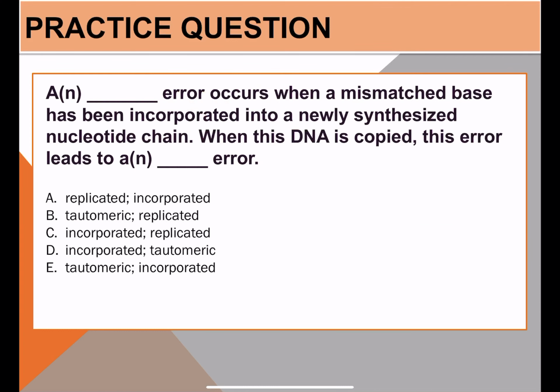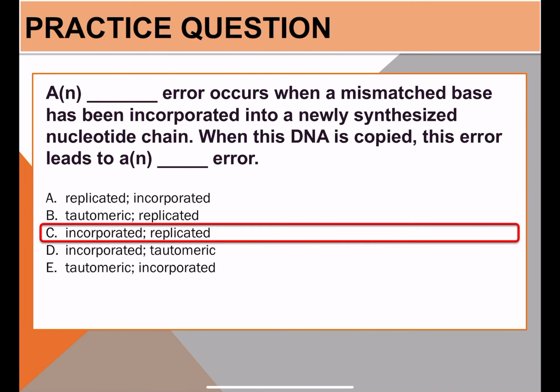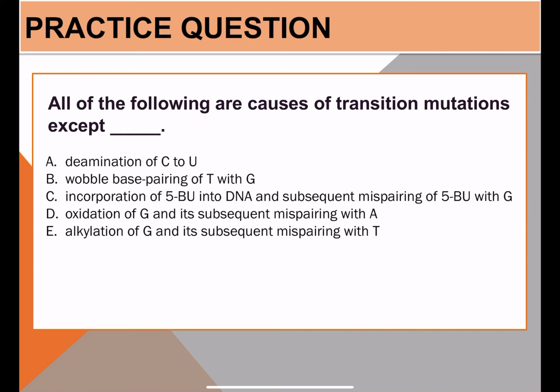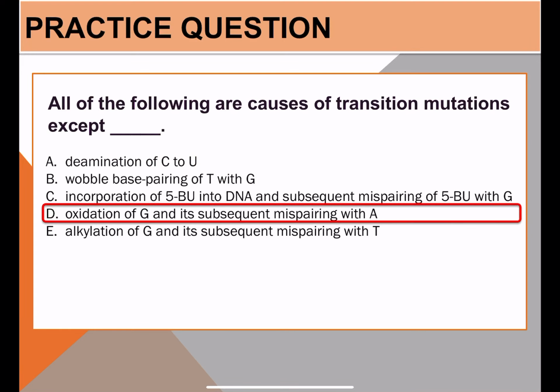A blank error occurs when a mismatched base has been incorporated into a newly synthesized nucleotide chain. When this DNA is copied, this error leads to what kind of error? Okay, an incorporated error occurs when you have a mismatched base, and after replication, this error will become a replicated error.